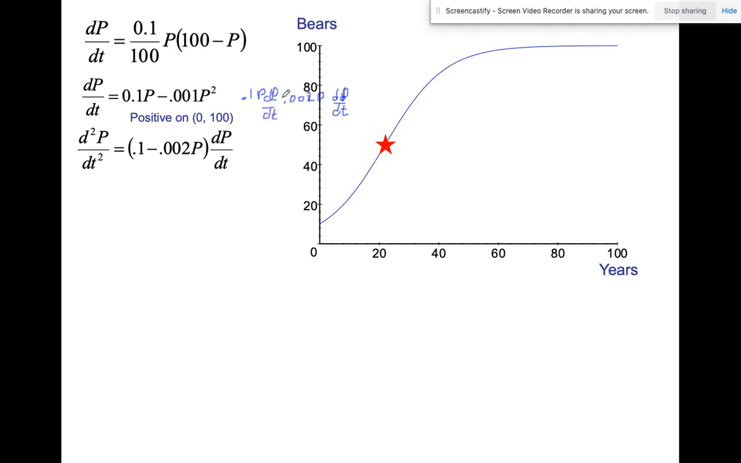Your variable doesn't match. You must spit out the derivative of p every time you differentiate. Then I factored out dp dt, and I got this expression. Remember, dp dt is always positive. See that? The first derivative is always positive. So for the second derivative being equal to 0, the only thing I need is to find out where this factor is equal to 0. So when is 0.1 equal to 0.002p? P is equal to 0.1 divided by 0.002, and that turns out to be 50.